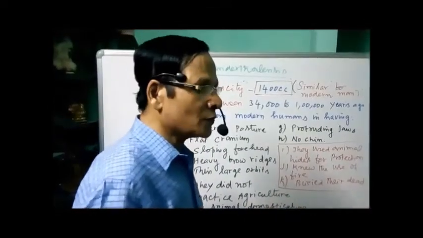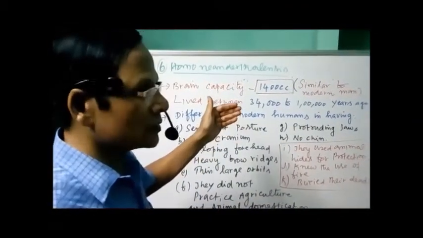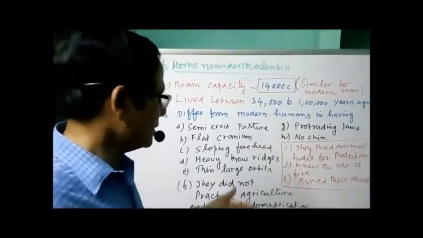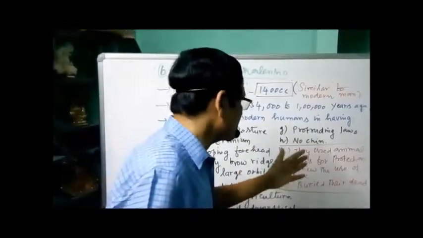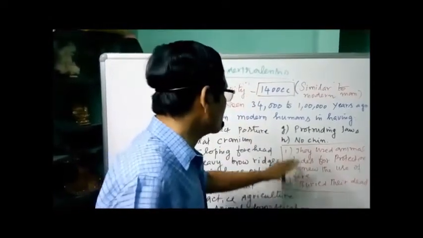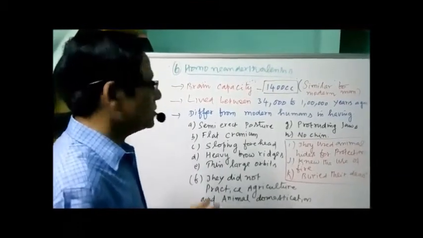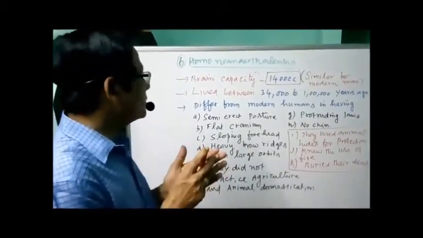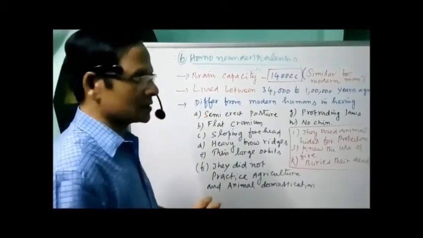Then also, for the first time they buried their dead bodies. The previous fossil men didn't know about burying, and now these fossil men buried their dead. So these four were the important characteristics of the Neanderthal man. Now they were similar to modern man, but they were different from modern humans in having the following characteristics.